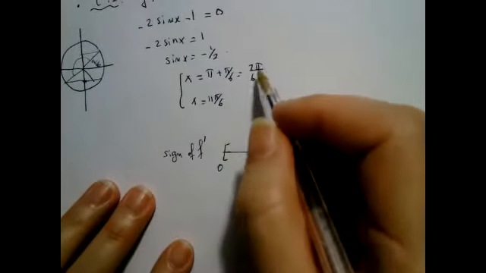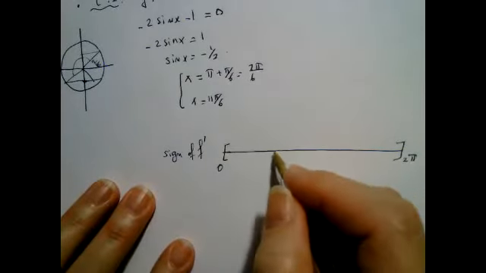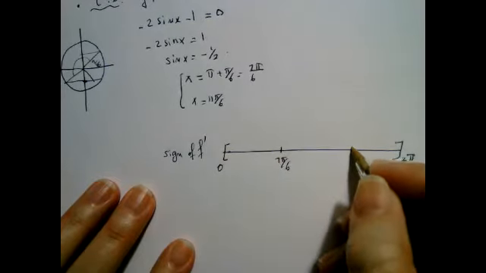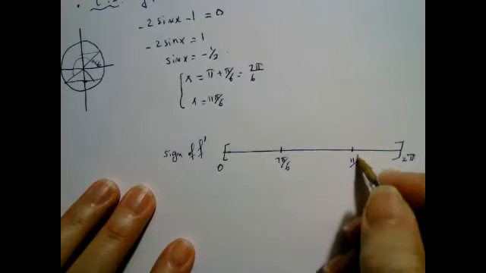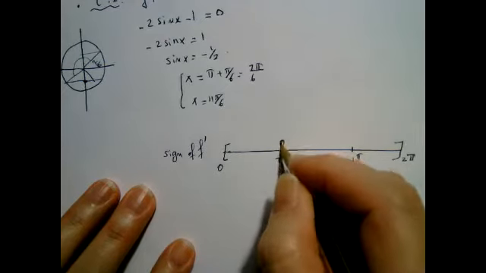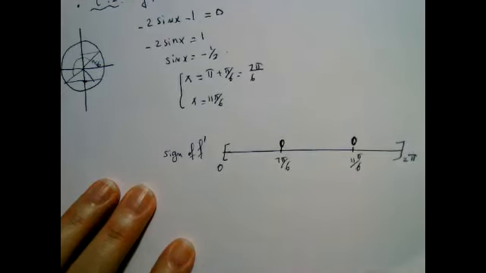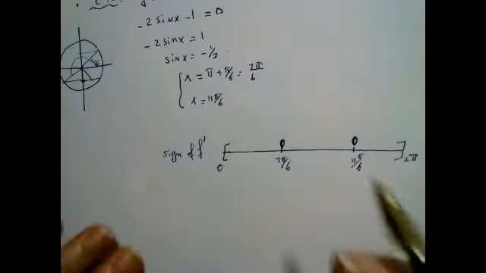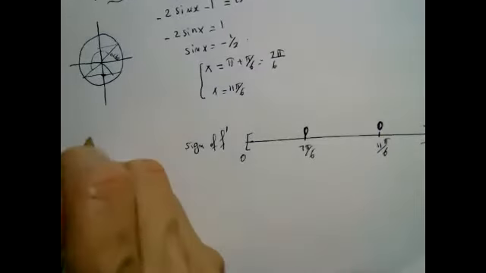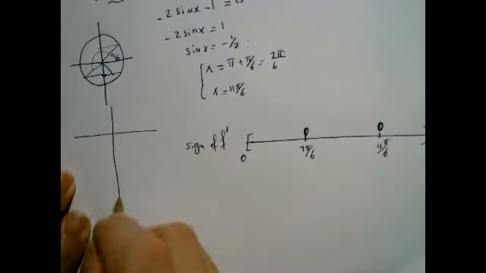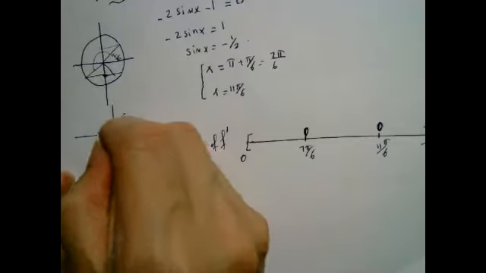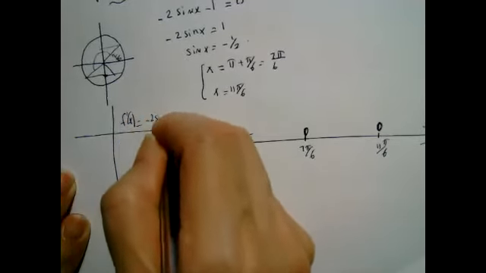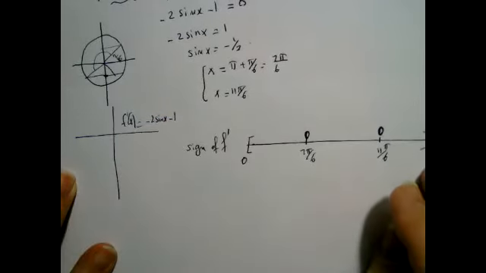All right, so now I plug in those values in order. So 7 pi over 6 is somewhere in here, and 11 pi over 6. Right here, the derivative is 0. And right here, the derivative is 0. And now, what happens in between? So this is my derivative, f prime, minus 2 sine x minus 1.